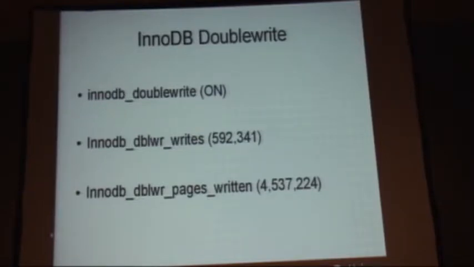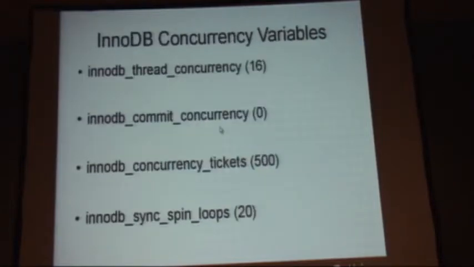So this is also how many writes you've done with the double write buffer, and how many actual pages were written. So obviously multiple pages per double write on average. So, some concurrency variables.